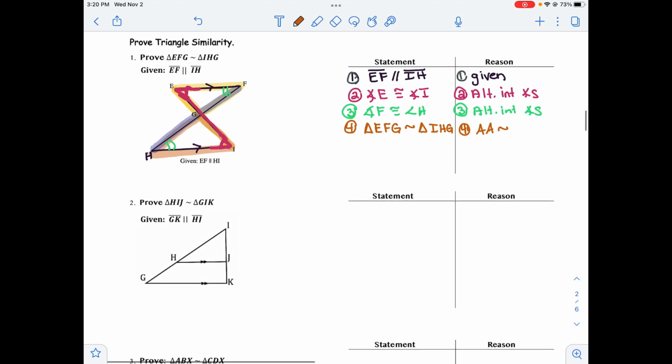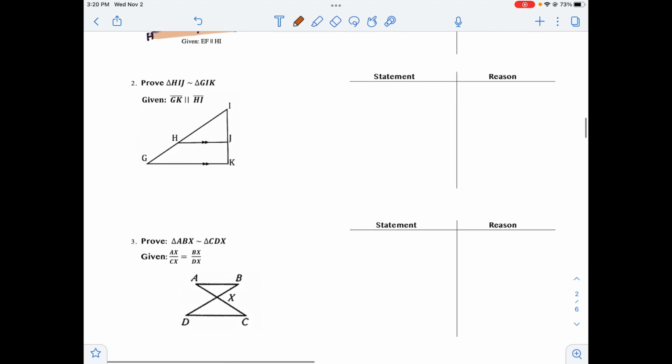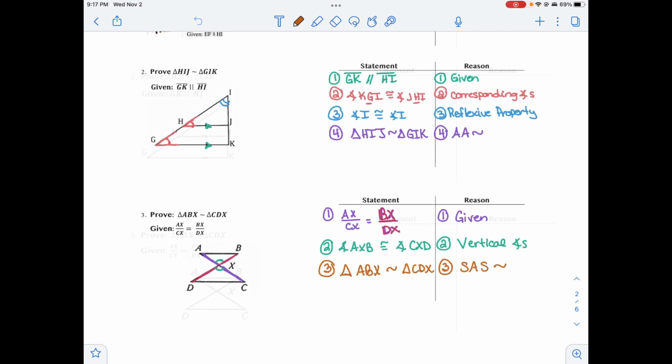All right, I want you to try the next 2 and see how you do. And here are your responses for numbers 2 and 3 with similarities.